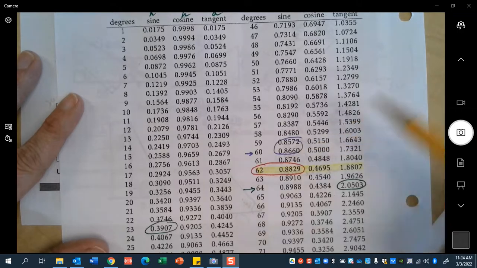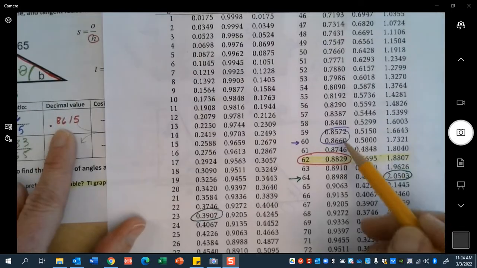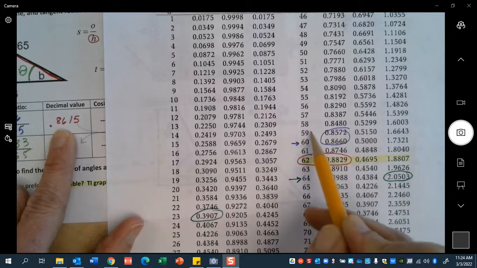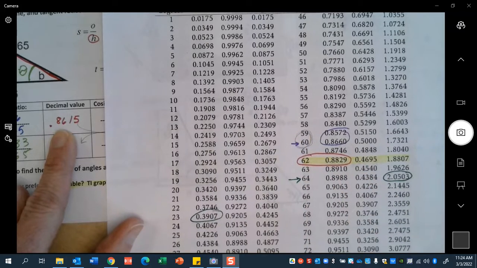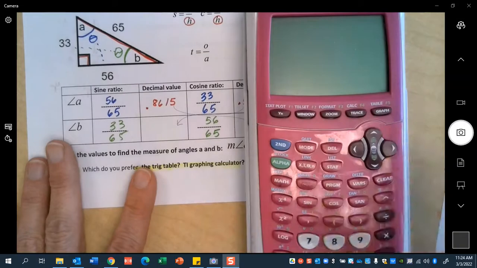When I match up 0.8615, that's somewhere in between here. So I know my angle measure is somewhere in between here. That's a downside of the chart. So then I get my calculator and I can solve it this way.